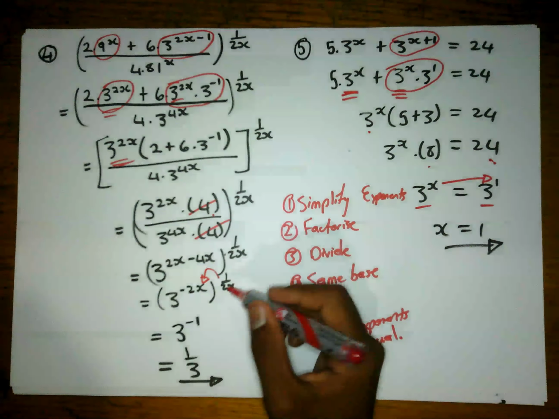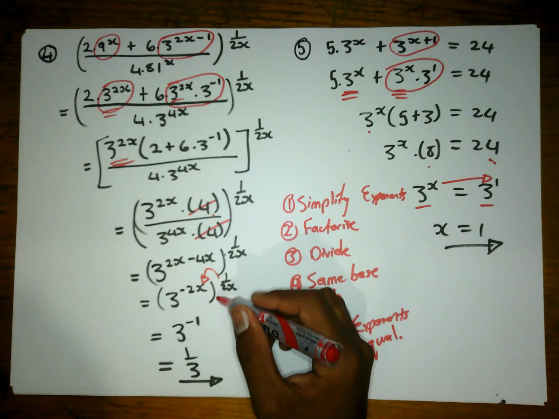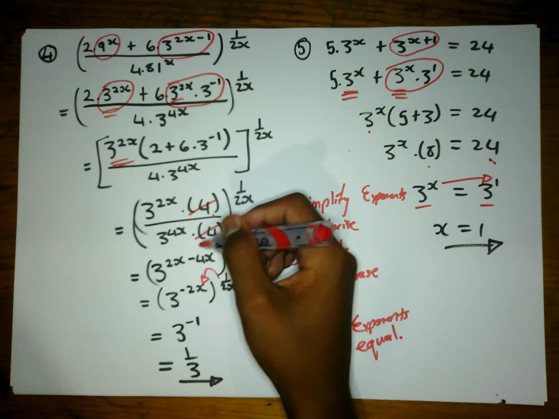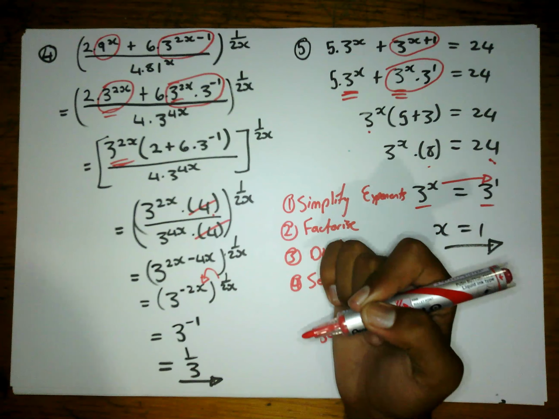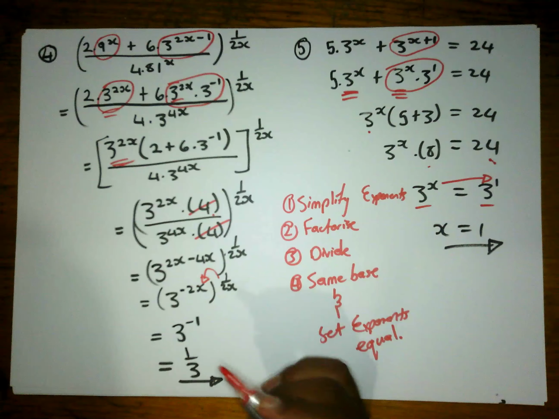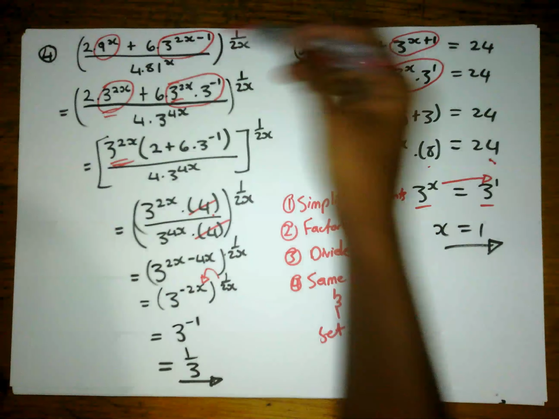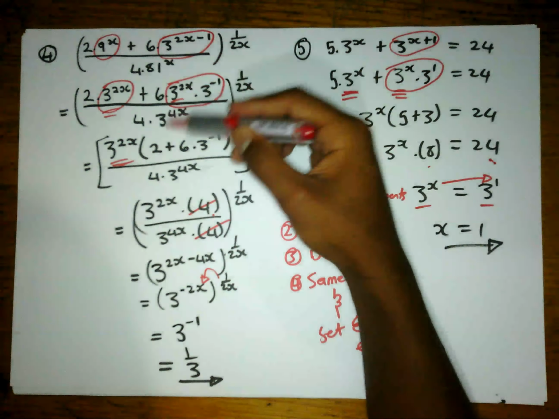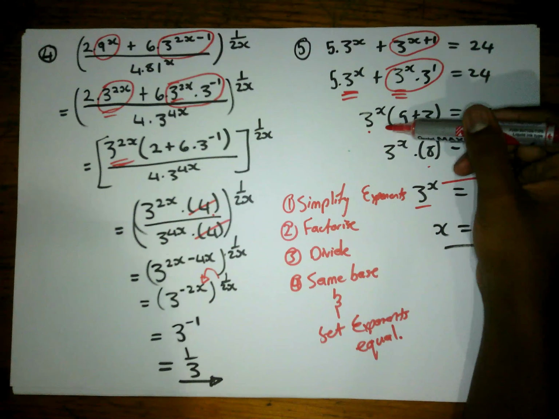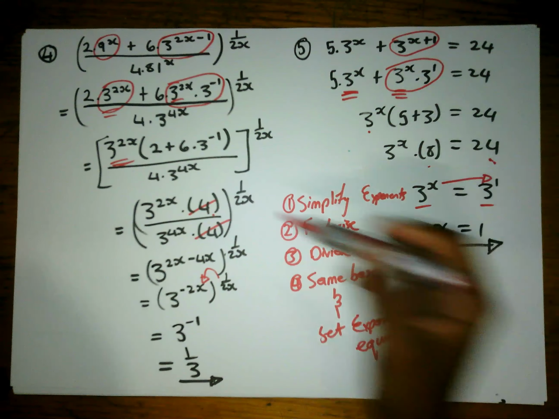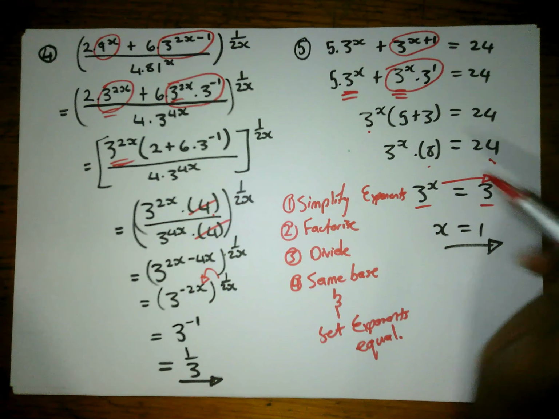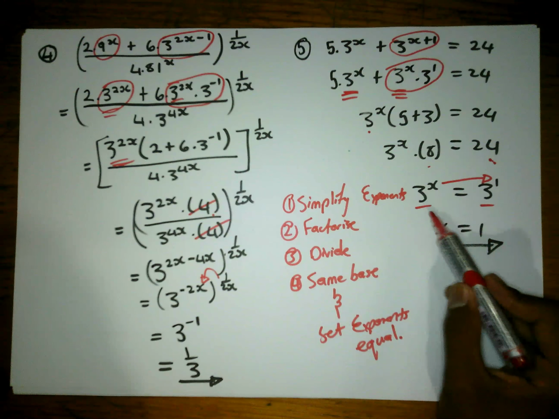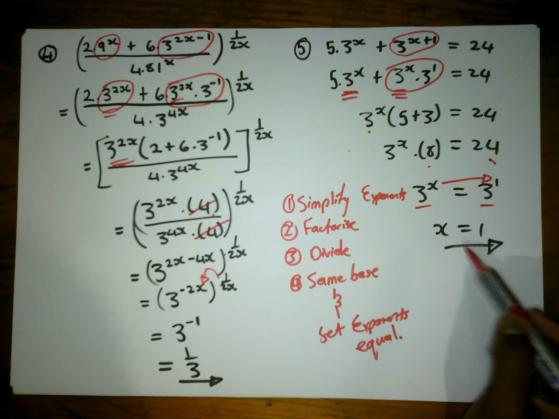You must use your judgment when to do this. It's best to do it as late as possible, because if you multiply it in too early, then you're going to be writing too much and it's going to be more confusing. But these are the steps. We simplify, we simplify, we simplify. We factorize, we factorize. Then we divide, with the 8 here to give us 3. And then when the bases are the same, we set exponents equal.